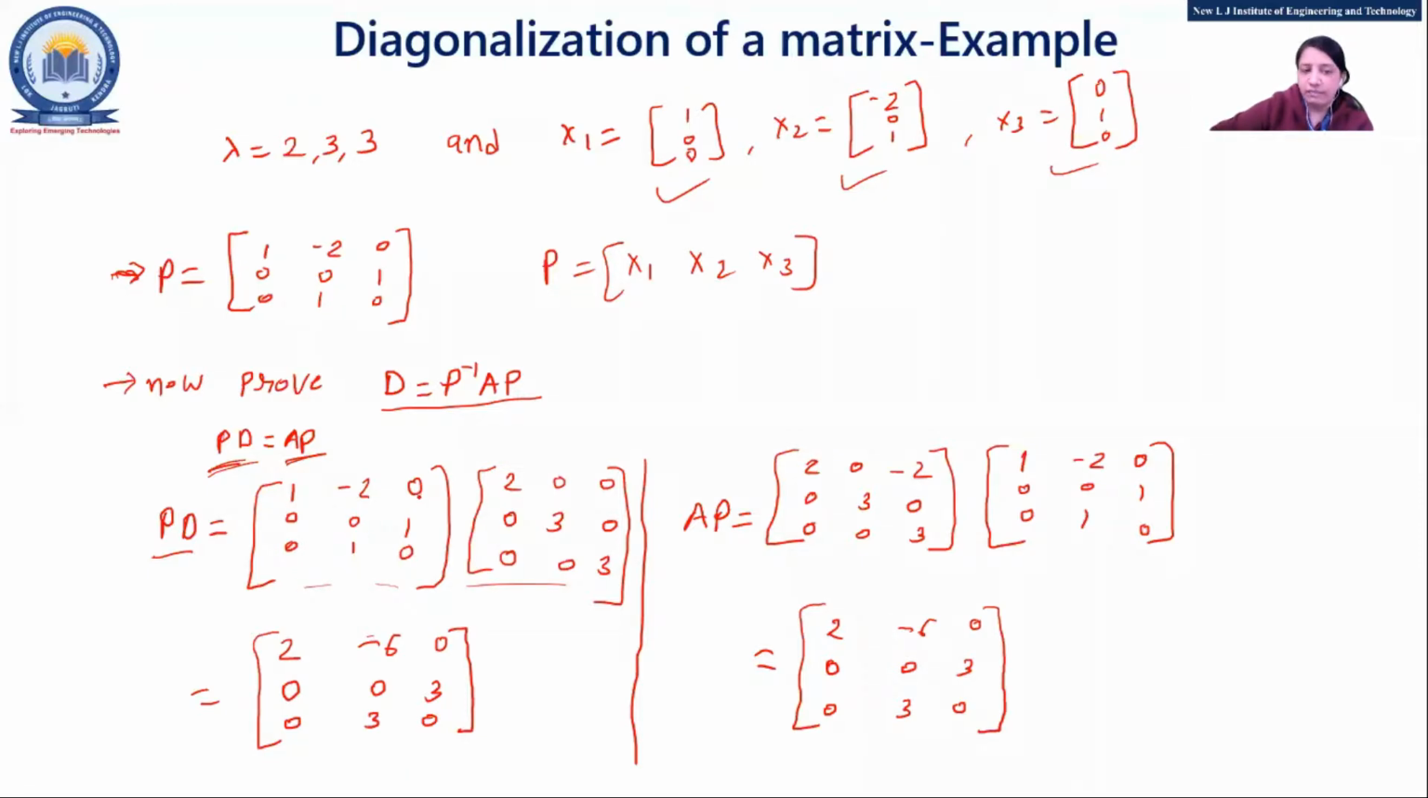This row will multiply with this column, so here you will get 2. Again this with this, so here you will get -6, right? So in that way you will proceed. How did we find D? D is what? D is a matrix that I told you yesterday. D is a diagonal matrix.